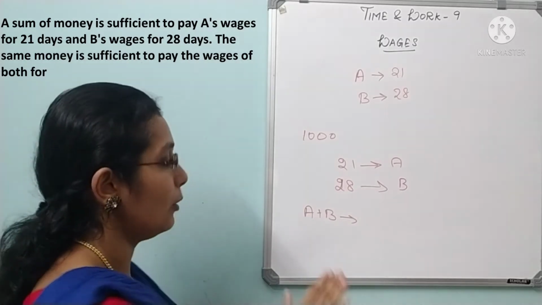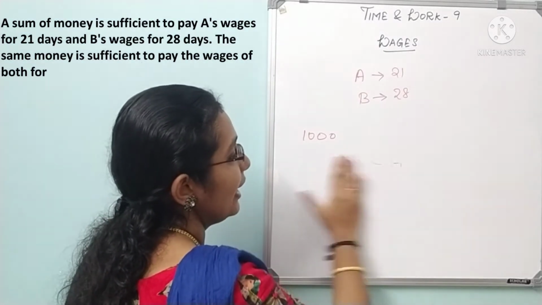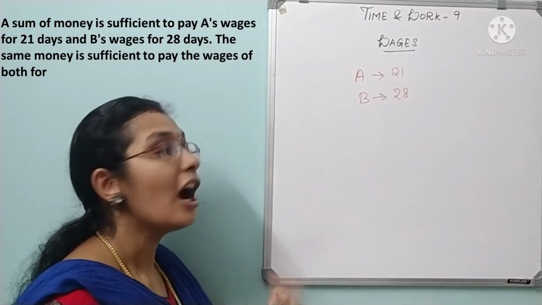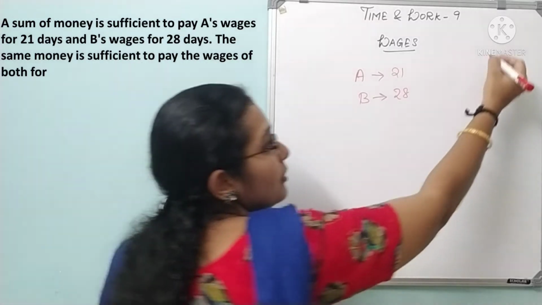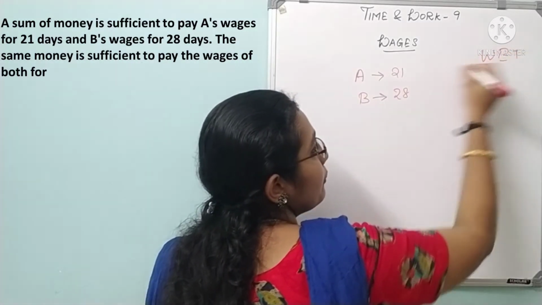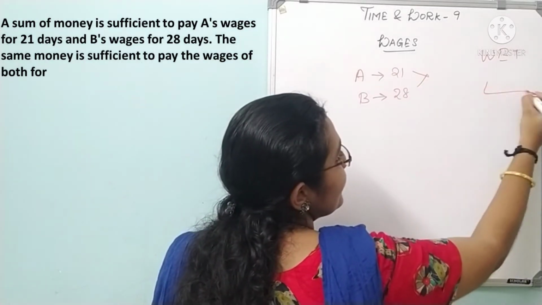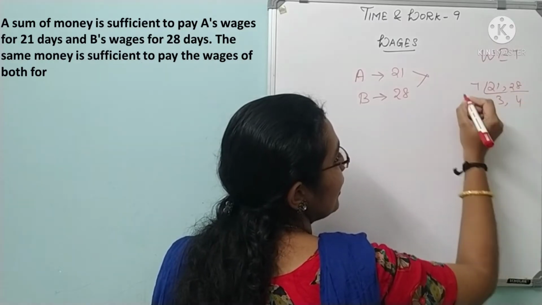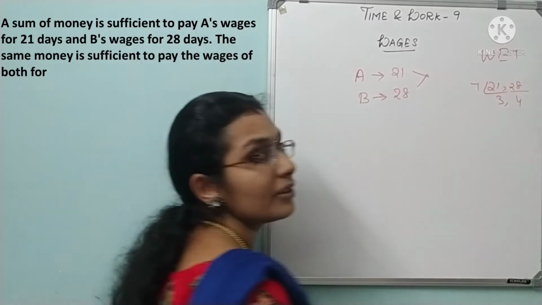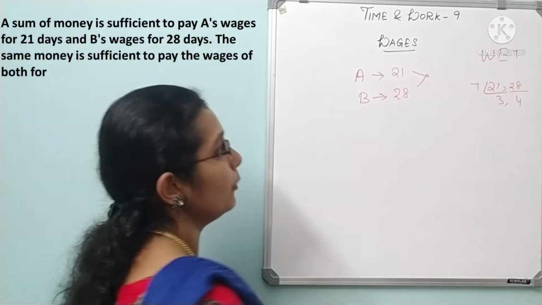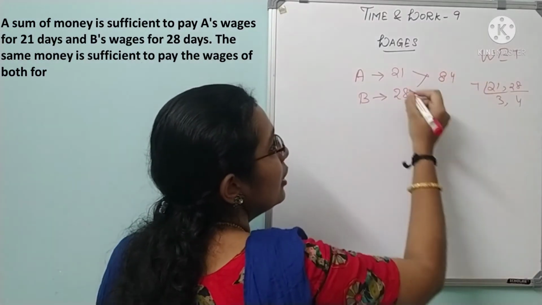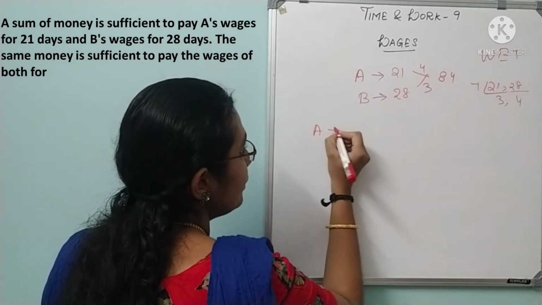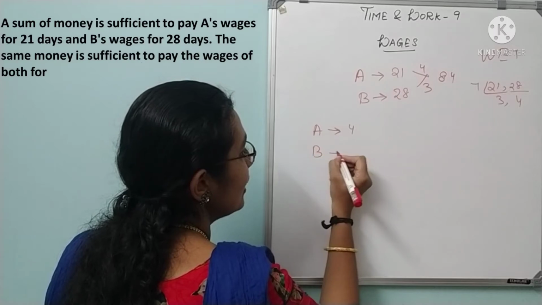Clear? Now, the question is tricky, right? But it is very easy. Here the concept is not how much amount, but how many days. So as usual, we'll use the work concept. First find the total work. LCM, using the 7 table you can find: 7 3s are 21, 21 4s are 84, and 28 3s are 84. So A's individual efficiency per day is 4 and B's is 3.